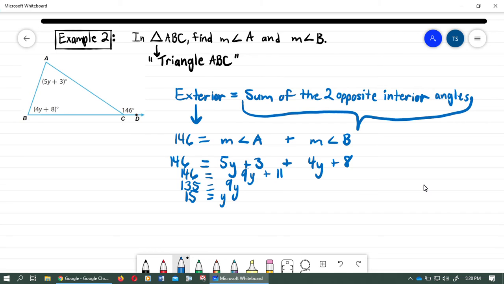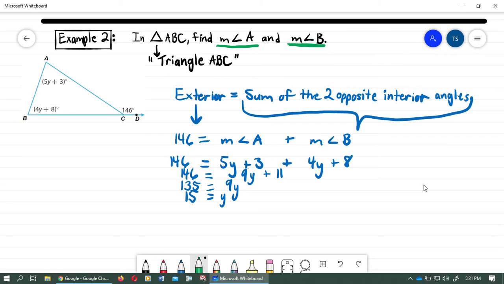Alright. So, guys, y equals 15. Y equals 15. Guess what? We ain't done yet. Pay attention to what they asked us to find. They didn't ask us to find y. They asked us to find the measure of angle A and the measure of angle B, right?